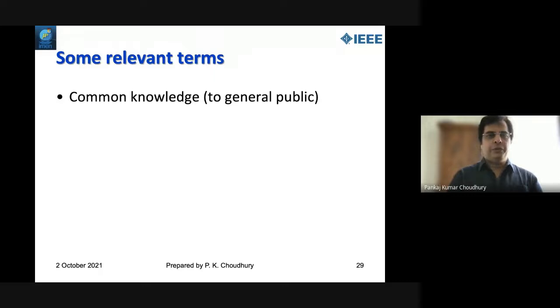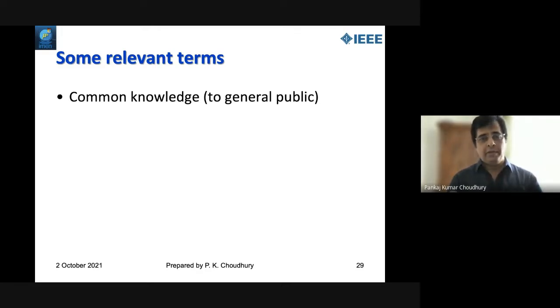Some relevant issues, like common knowledge, which means knowledge of the general public. Okay. Common knowledge refers to information or facts that are found in many different platforms. Say, for example, common knowledge: Mahatma Gandhi was a freedom fighter.